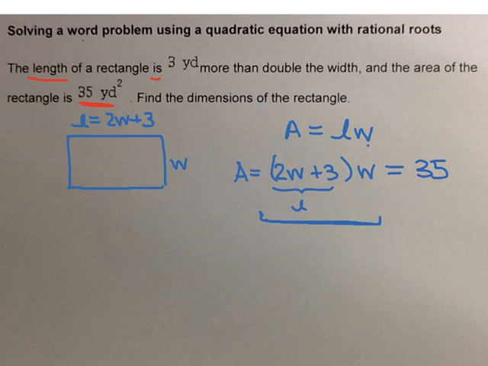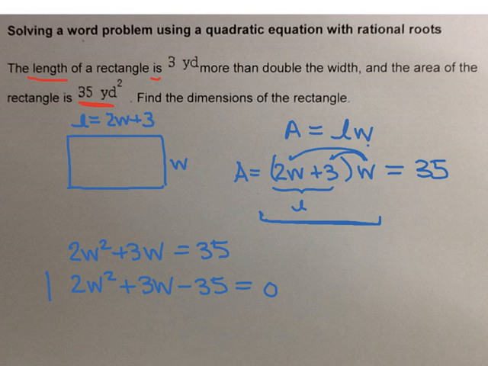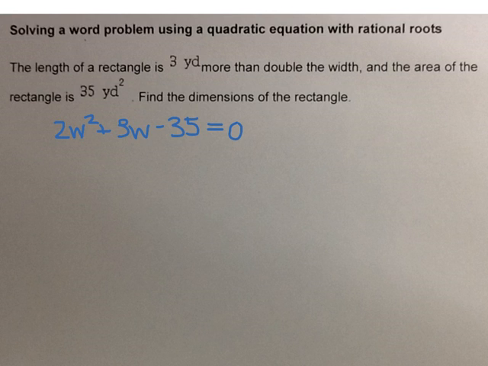Okay, so let's go ahead and distribute out this W. So I get 2W squared plus 3W equals 35. And I'm going to move it so I have 2W squared plus 3W minus 35 equals 0. So now this looks like an equation that we're ready to use, right? This is like everything else that we've been working with to solve. Okay, so now this is the quadratic we're looking for.